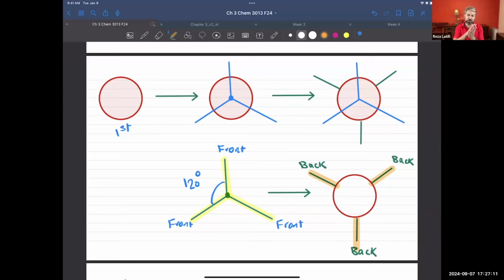And if I superimpose them on top of each other, this is the geometry that I'm going to get. Yellow will represent the front atoms, and the green ones will be the back atoms. So the yellow front and the green back atoms.